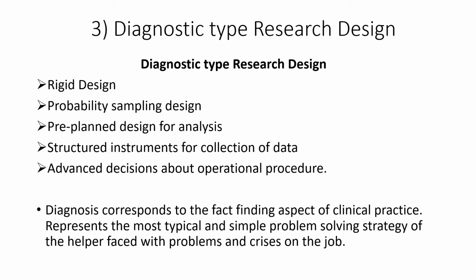Number three is the diagnostic type of research design. As the name indicates, we diagnose something. If we are medical researchers, we could diagnose some sort of diseases, or causes and effects. Other problems could also be diagnosed through this diagnostic type of research design.